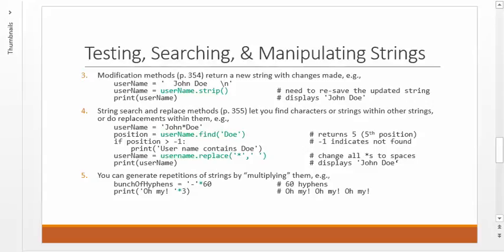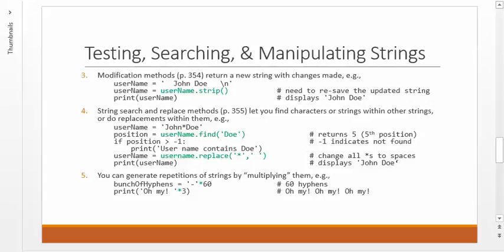Next, there are a bunch of methods that help with search and replace. So if you want to find where in a string a particular thing happens, you can do that. Again, nice table on page 355. So let's use a very typical one called find. You'll notice in this example, we start with a username of John Doe. We'll use that in a minute.